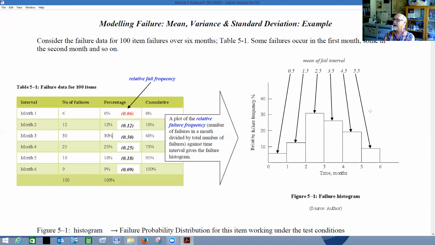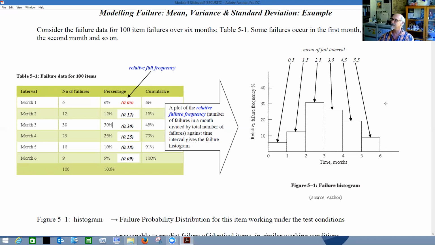So when we do that, what that means is the relative failure frequency is the number of fails in a month divided by the total number of failures that you have. And then you can accumulate those percentages and ultimately draw a cumulative graph. All right, the other thing is you can draw a histogram. Let's look at the histogram. And again, you can have the mean of the failed intervals by simply taking halfway between each of those intervals. So the histogram is what we call the failure probability distribution for that particular item working under the test conditions.